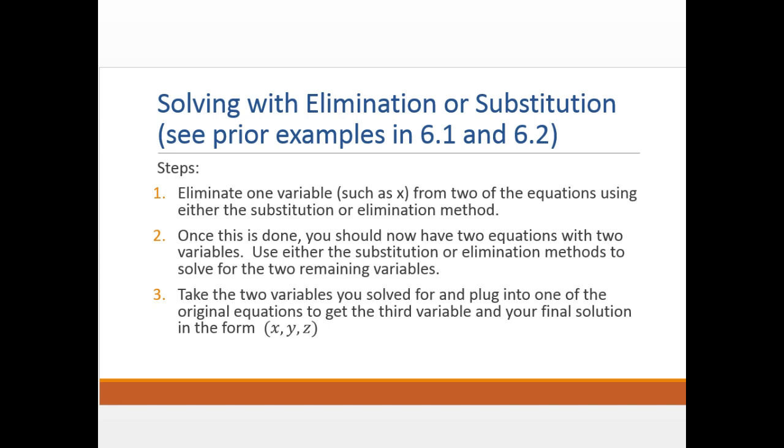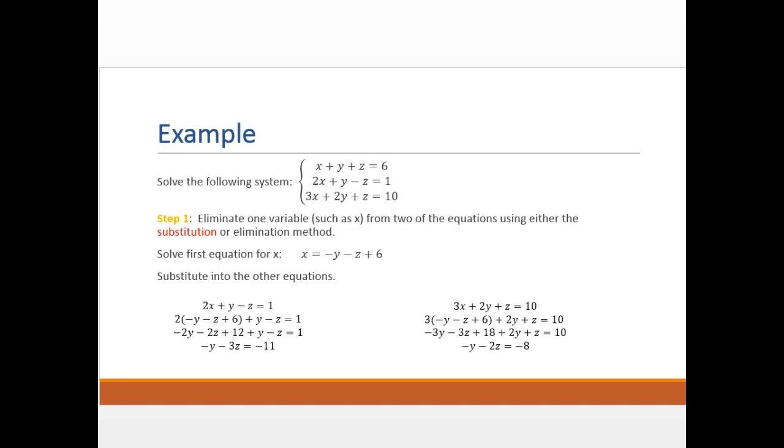Having 2 equations with 2 variables, we can go back and apply the substitution or elimination method again and solve for both y and z. And once we know y and z, we can plug back in and get our third variable, x, and get a solution in the form x, y, z. Let's look at an example.